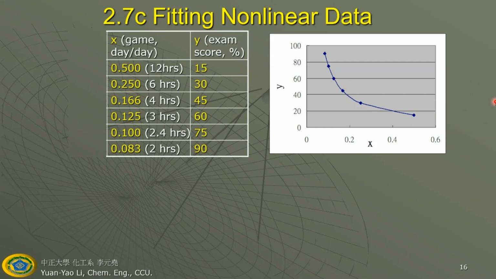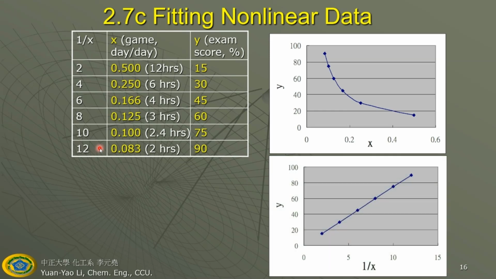So you are very smart. You think, well, Professor, can I take the reciprocal of this x? So if 0.5, that means 2. 0.25, reciprocal of 0.25, that means 4. So when I take the reciprocal of x, I get 2, 4, 6, 8, 10, 12. So I replot this data with this data. Now this data to this data is this one. And I plot something like this. We'll say, whoa, bingo, I got a linear equation.